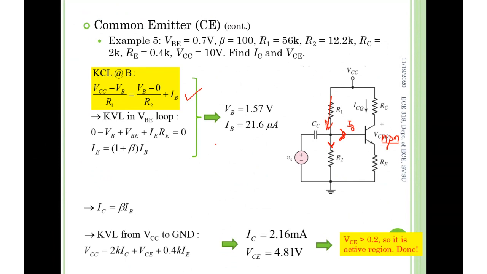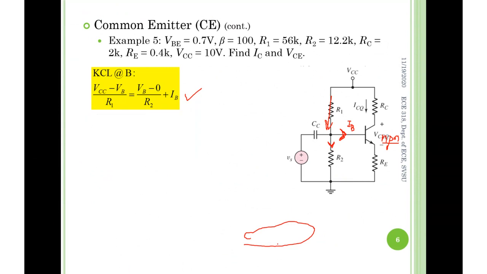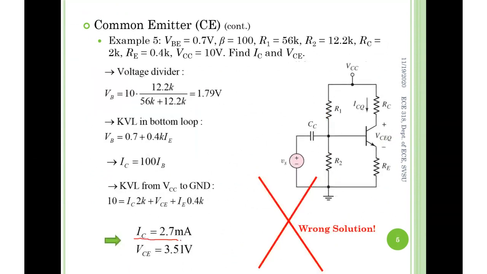Any questions? Yep, this is the point you need to be very careful. Okay. Of course, here look at the result. IC correct one is 2.16. Back to the wrong one. What is it? 2.7, right? 2.16 and 2.7. Well, it seems not so very much different, isn't it?